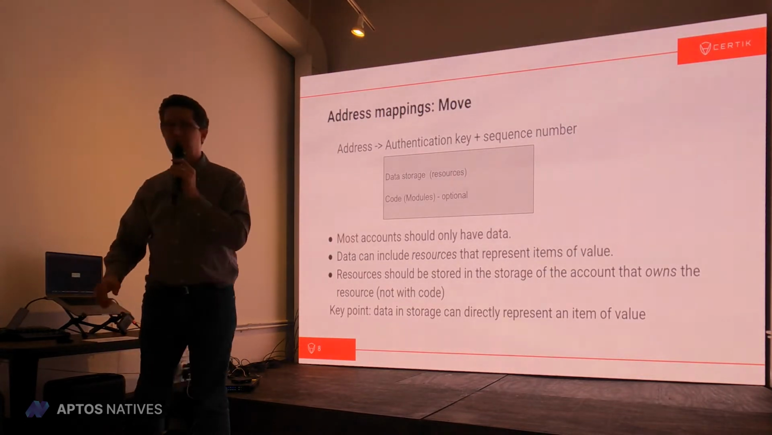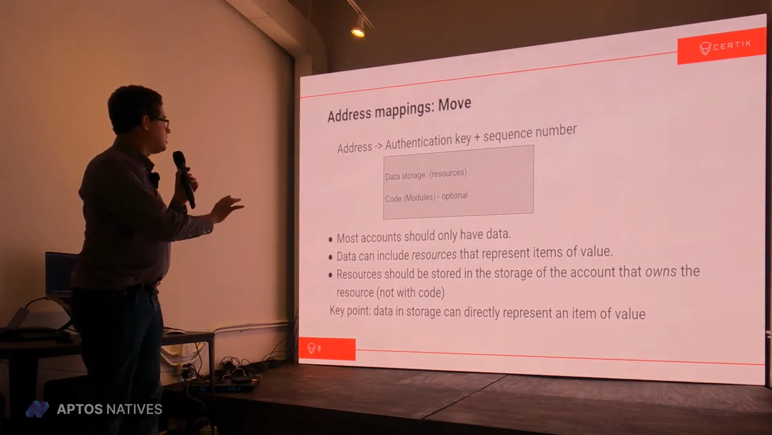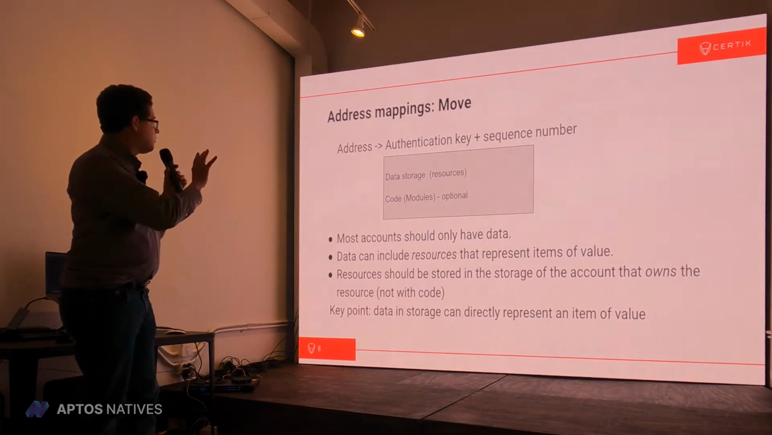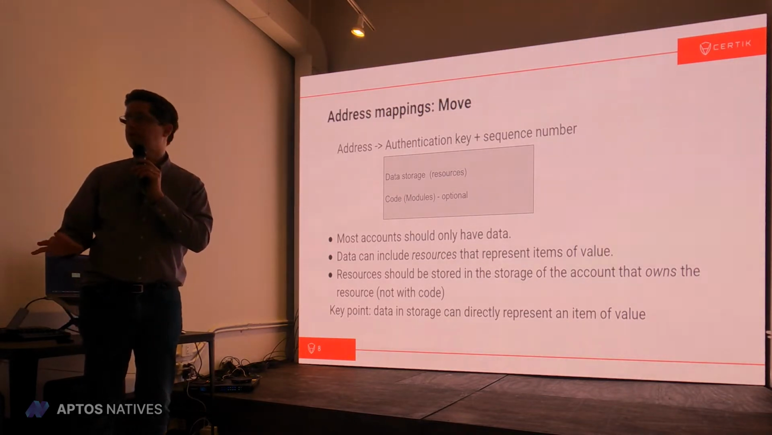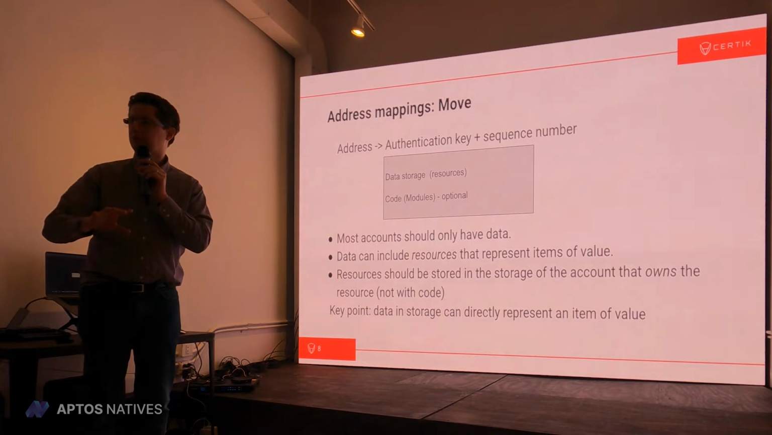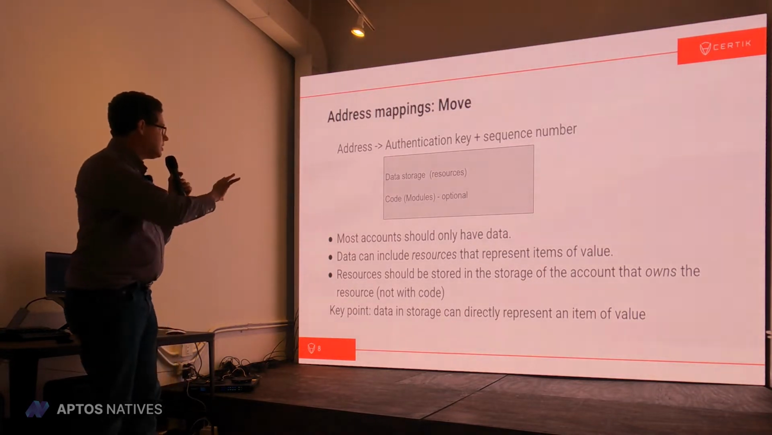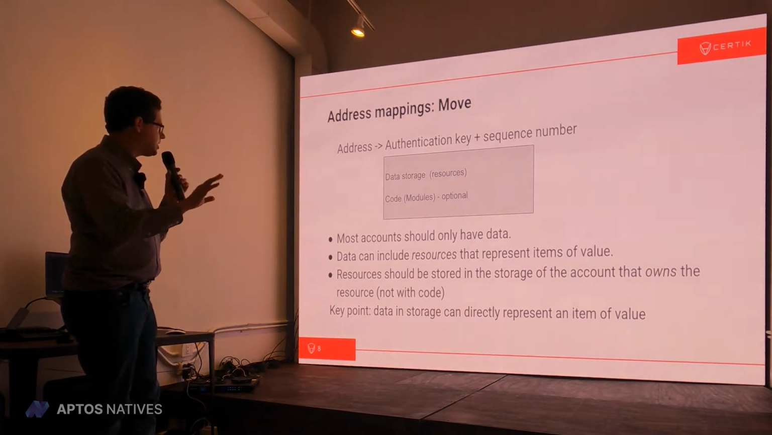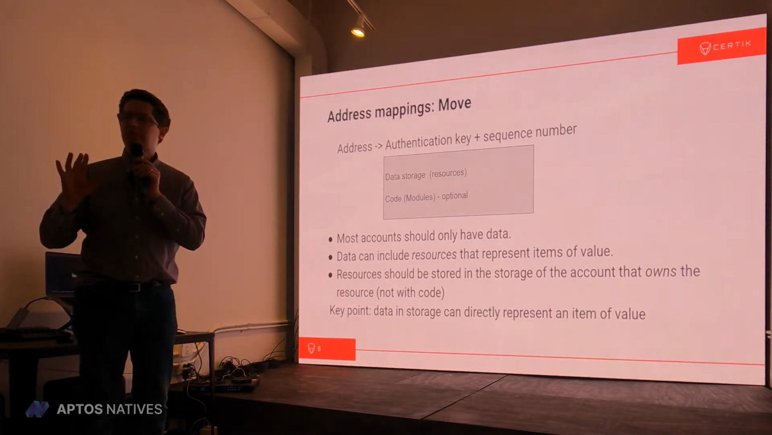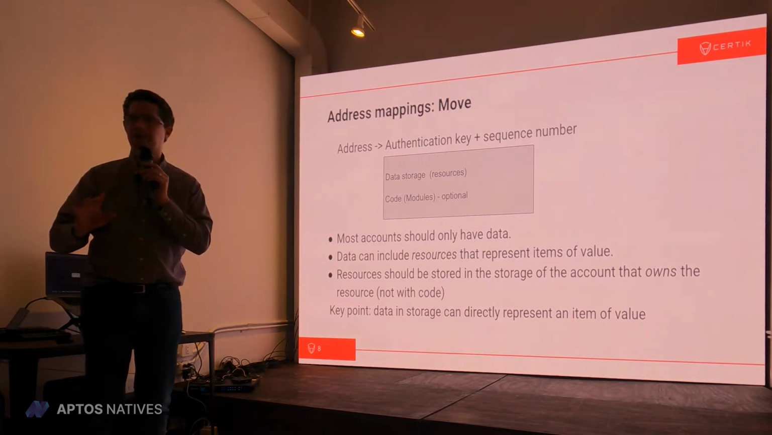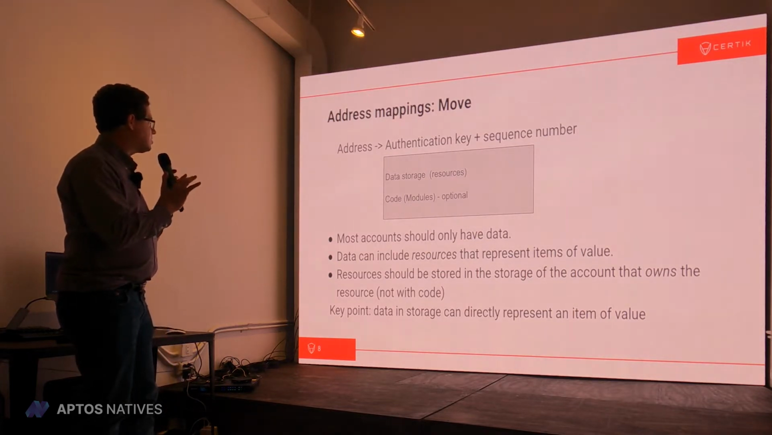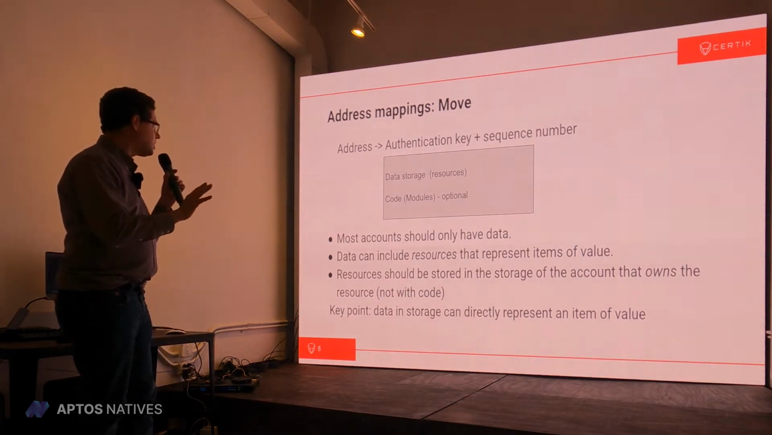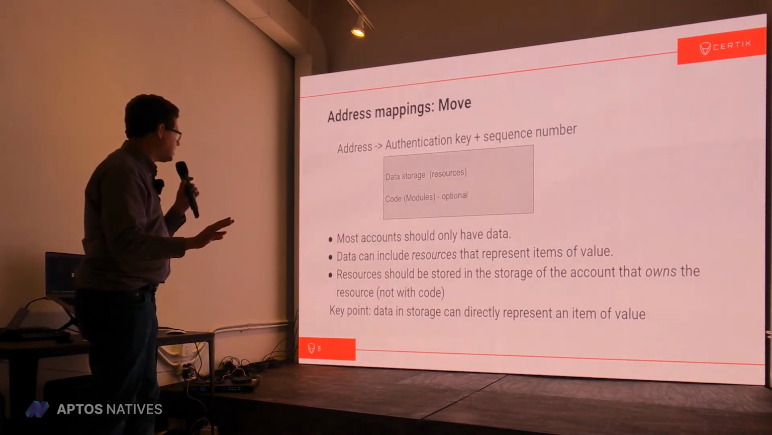Now if you look at Move, things are organized a little differently. You have an address, and it maps to an authentication key. For every address, there's a possibility of data storage. So it's different than an externally owned address on Ethereum in that there is a data storage that has something called resources. The prior speakers talked about what that is. I'll get into some more detail. The idea is that most accounts should only have data. You have some accounts that will have code. The code is stored in something called modules. But the idea is most accounts should only have data.